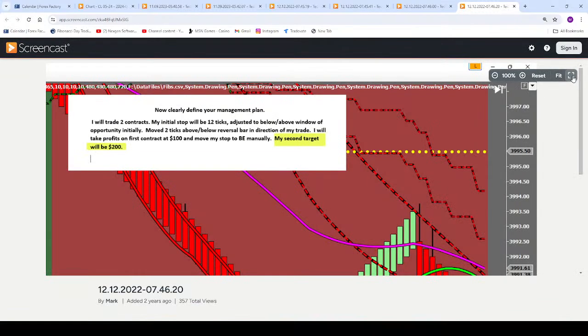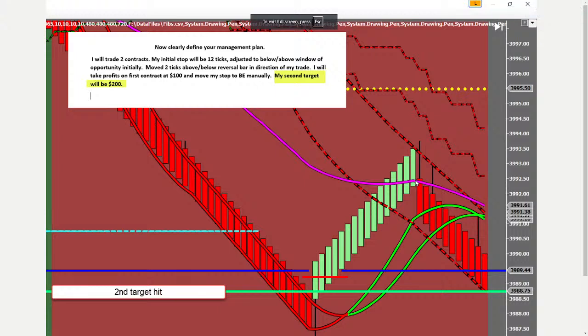And if it runs to the second target, guys, that's 2 contracts, high probability, mechanical management. That's a $300 trade, guys. And if $150 per contract is the best that you can do every day, that is based on 252 trading days a year, $75,000+ a year. You don't have to catch every move. You don't have to catch every penny. Catch the best moves. Capitalize on profits.